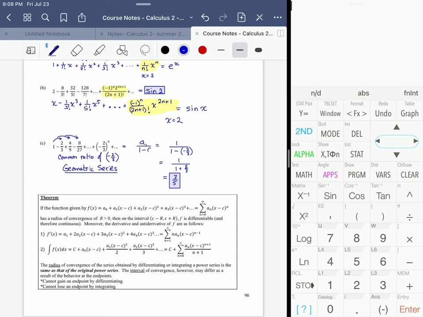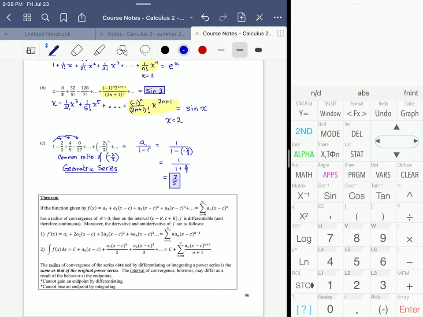Now, the convergence interval, that's where things get a little dicey. The radius of convergence of the series obtained by differentiating or integrating a power series is the same as that of the original power series. However, this is what happens. The bounds could be a little iffy. So the radius will be the same, but the interval can differ because of the fencing. A bracket may become parentheses or the other way around.